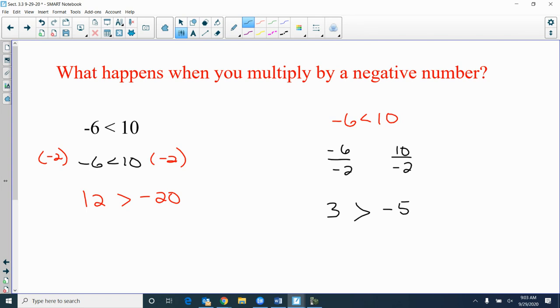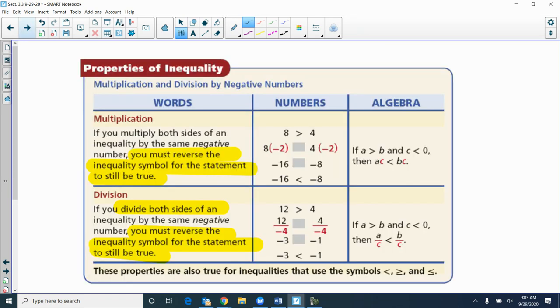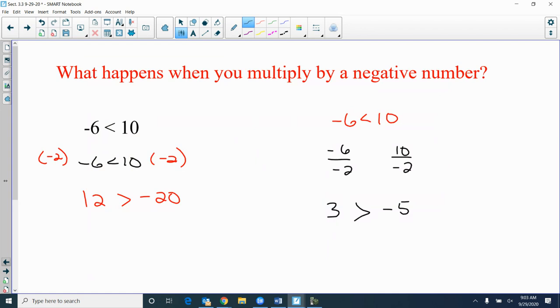So you might remember this rule. What do you have to do when you multiply or divide by negative? Anytime you multiply or divide by negative, you have to flip the inequality. So if you multiply both sides of an inequality by the same negative number, you must reverse the inequality sign. If you divide both sides by a negative number, you must reverse the sign in order to make it true. If you keep the sign the same direction, it's not going to be true, because if I write less than, 12 is not less than -20.